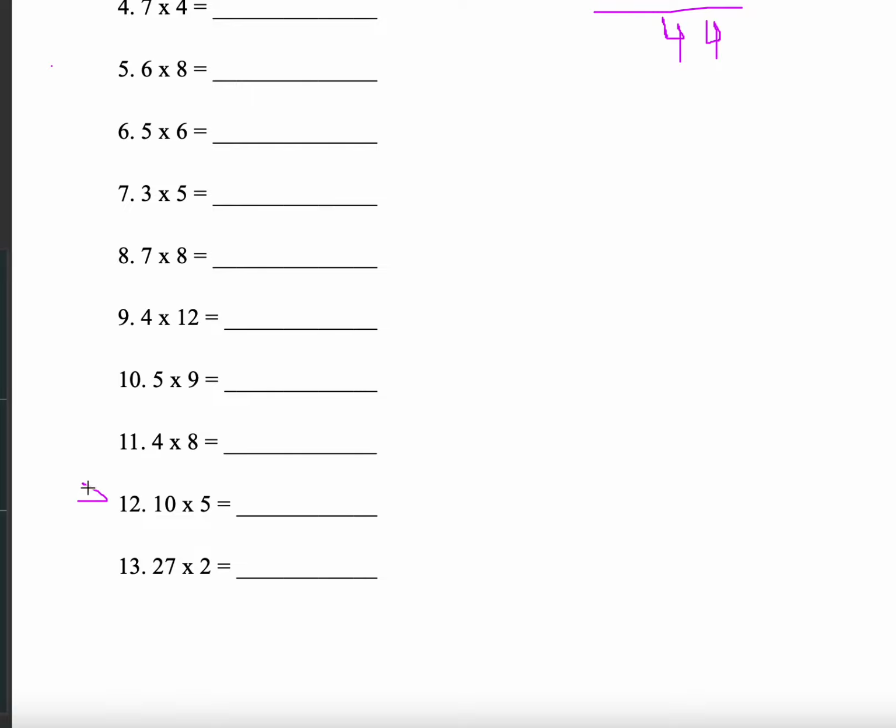Lastly, number 12. Here we can use a trick. We can ignore the 0 for a while. So we can do 1 times 5, which is 5. And then, obviously, we can bring back that 0 and add it in here. So 10 times 5 is 50.